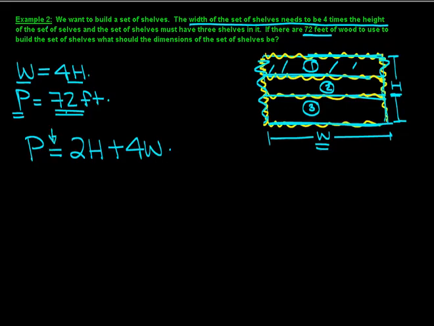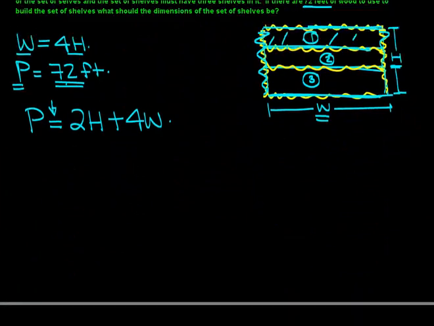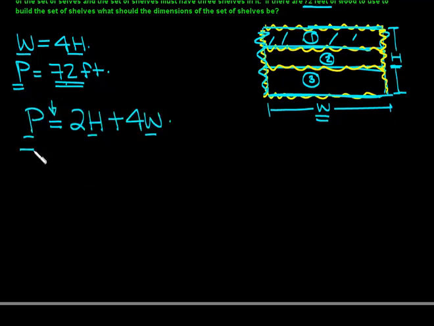Now let me go back to the original start. We drew a picture of this case. We created the variables for the knowns and the unknowns, and then we came up with the formula to relate it. Now comes the important step. We want to make sure that the formula has only one unknown. So let's go back to our formula and see how many unknowns we have here. Well, we have 1, 2, and 3. So let's put in as much information that's given to us and see if we can get it down to one unknown. Do we know the perimeter? Sure, it's 72. So let's plug it in. I have 72. I have 2H. I don't know the H, but I do know the width. The width is what?